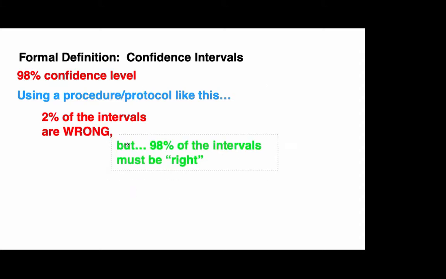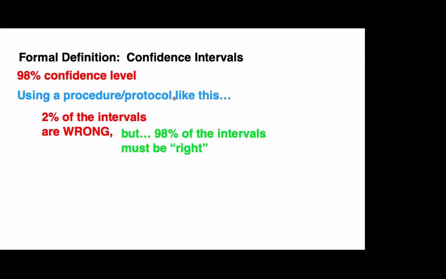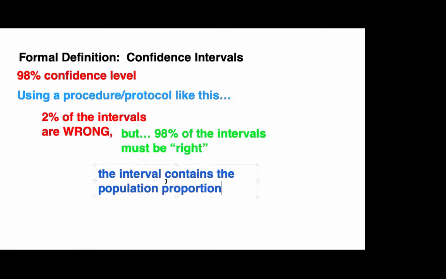Now, what do we mean by right? Well, the process or whatever procedure or protocol we're using is right if we have, okay, so again, what we mean by right is the following. Right means that the interval actually contains the population proportion.